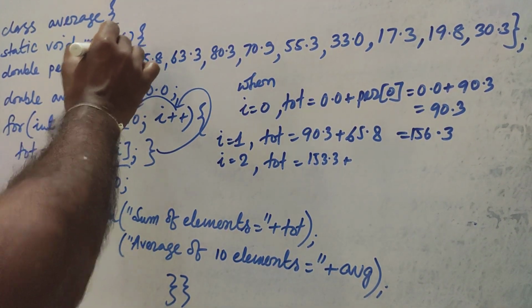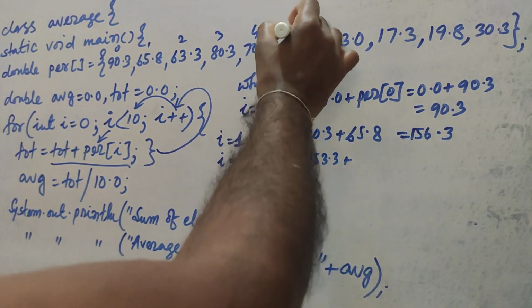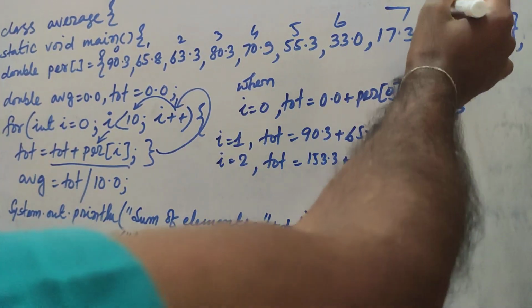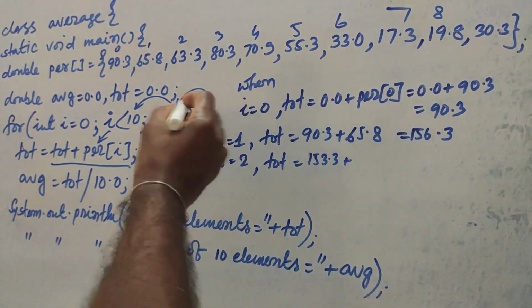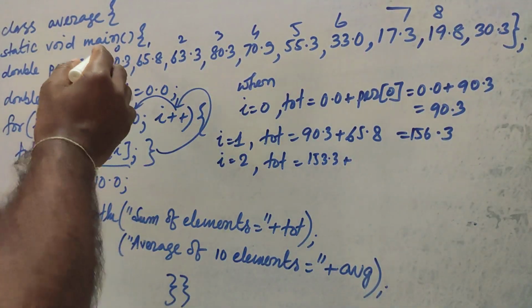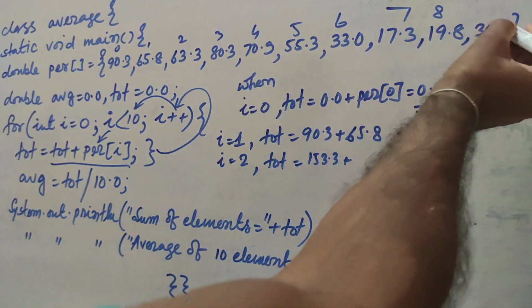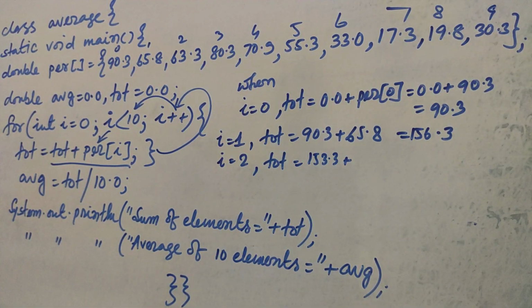61. Because it is 0, it is 1, it is 2, it is 3, it is 4, 5, 6, 7, 8, up to 1, 2, 3, 4, 5, 6, 7, 8, 9, 10. 0, 1, 2, 3, 4, 5, 6, 7, 8, it is 9.